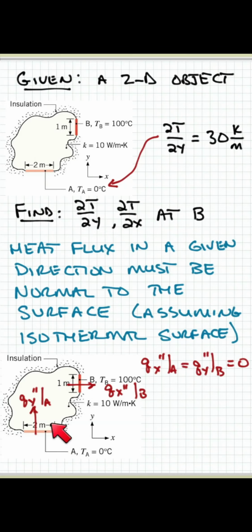of heat flow at surface A, the component that's going left to right, and the y component of heat flow at surface B, the component that's going vertically, is going to be 0. Those components would never pass through the surface.